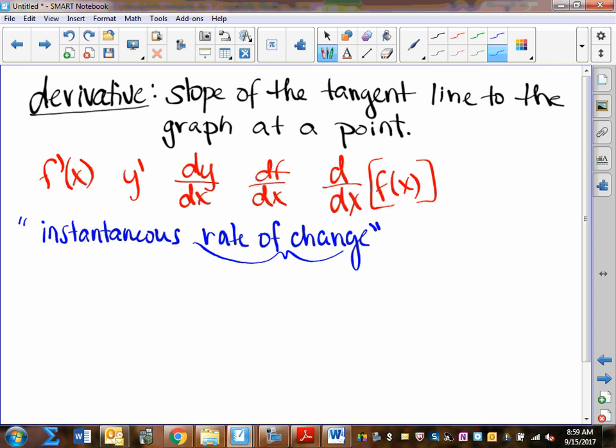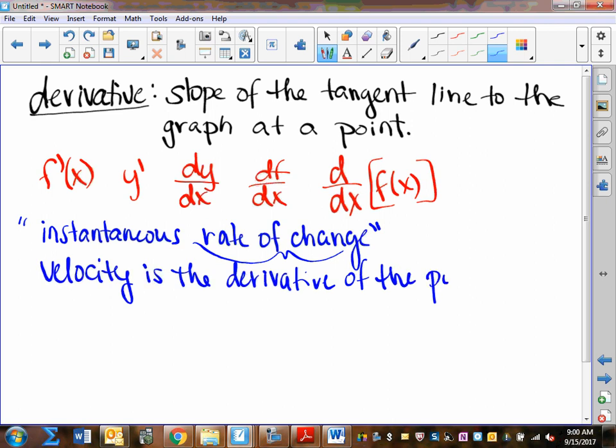And then we also talked about, when we were talking about the limit definition of the derivative, about velocity and how sometimes that's used to represent derivative. And we said velocity is the derivative of the position function. So again, velocity by itself doesn't just mean derivative, but it is the derivative of something in particular. It's the derivative of the position function.